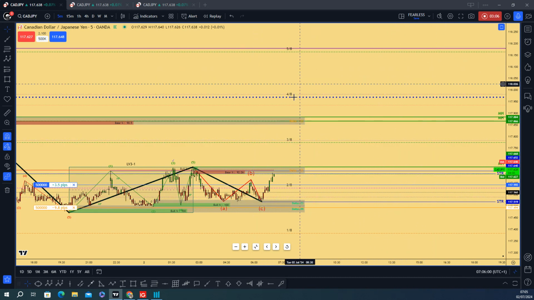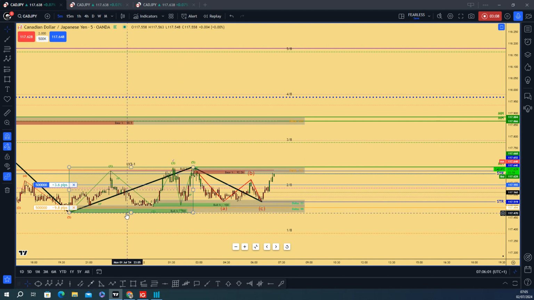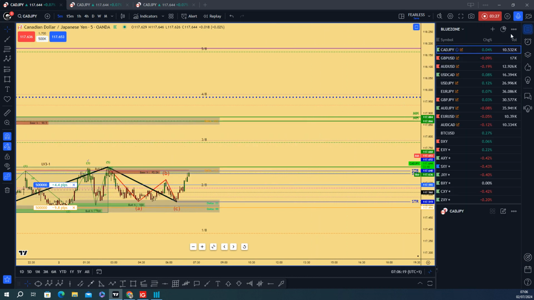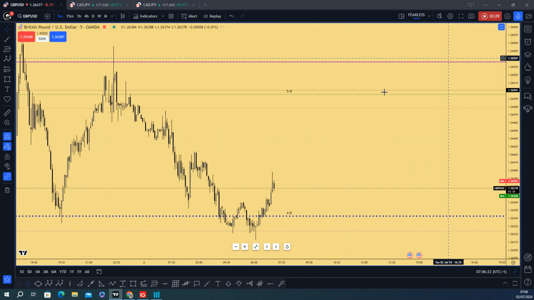So for us today, unless the price comes below this structure 2 here, especially for this morning, the price is 117.498. You don't want to be selling the Canadian dollar, Japanese yen. Rather, you want to be buying every pullback in the CAD yen. So let's go to the pound US dollar.